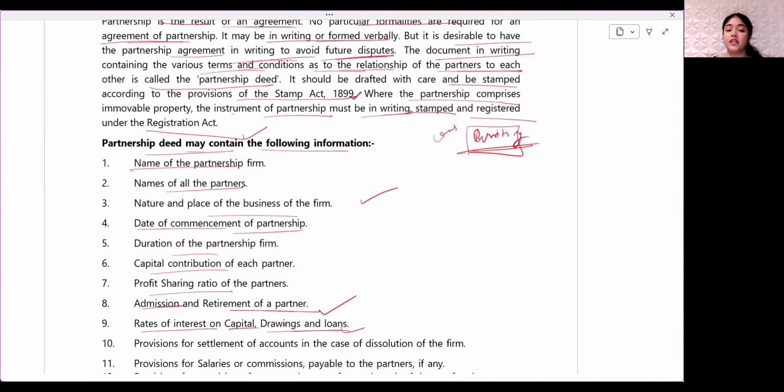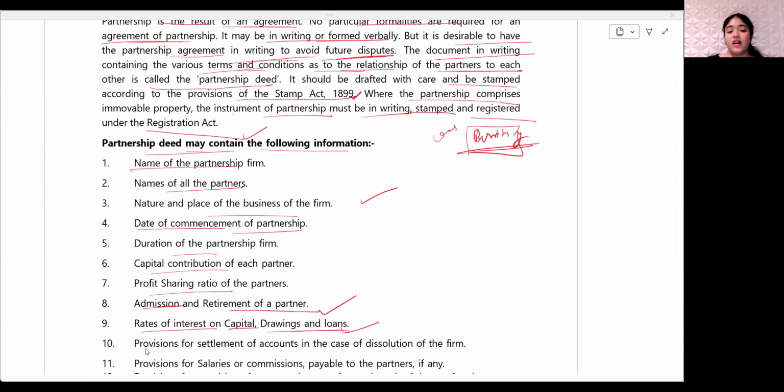Rate of interest on capital, drawings and loans. So what is the rate of interest on capital allowed? Accounts question I'm asking you. What is the rate of interest on capital allowed to the partners? 12% or 6%? On drawings, how much is allowed? Okay, 12% is correct. So you remember something about accounts.